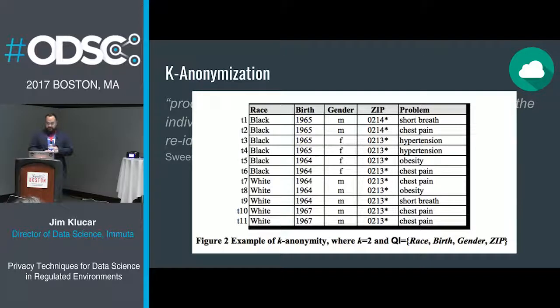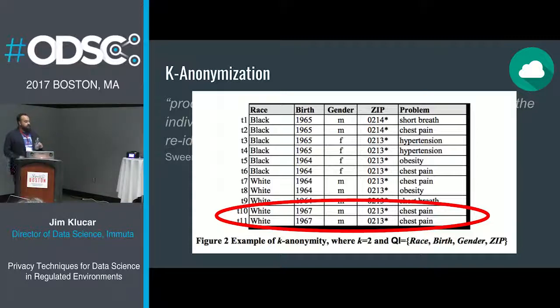So that's k-anonymization in a nutshell, but interestingly enough, in this initial paper, they showed a flaw of k-anonymization, which is this bottom row, where you have the same demographics and 2 problems, but the problems are the same. So those individuals are not really protected because you have the same problem. So if you happen to be a white male born in '67 living in that zip code, you have chest pain problems if I know you participated in this, even though there's more than one person with those problems.